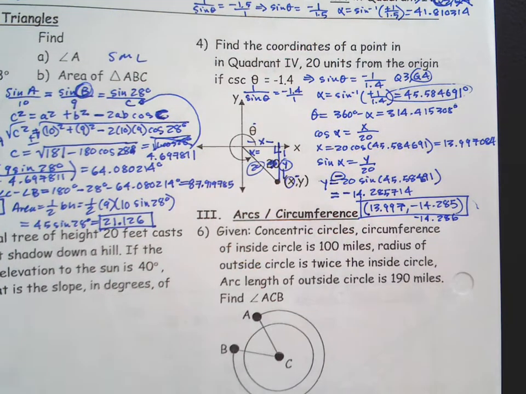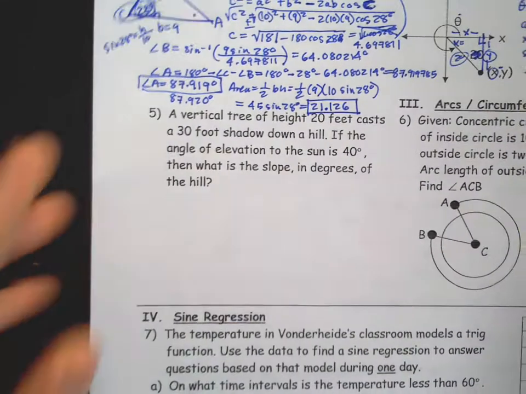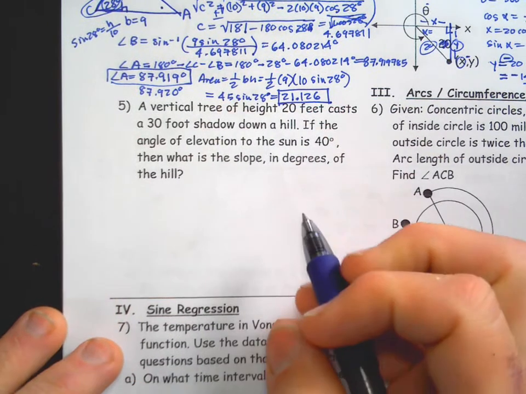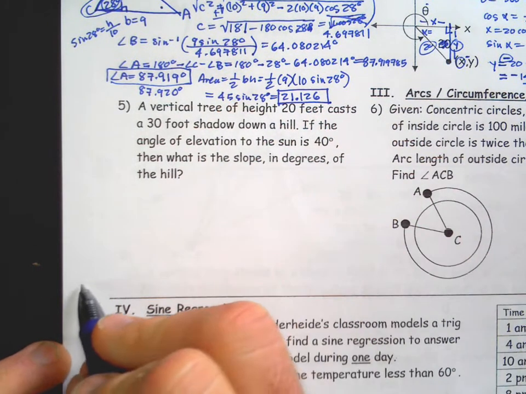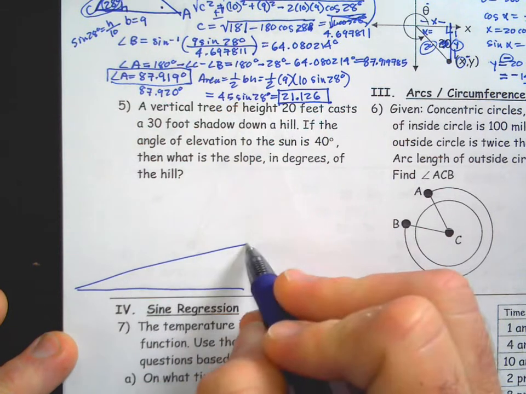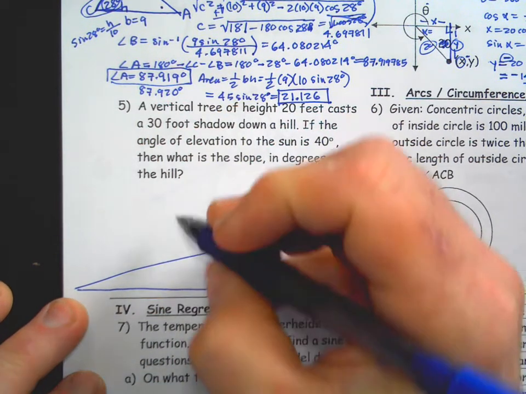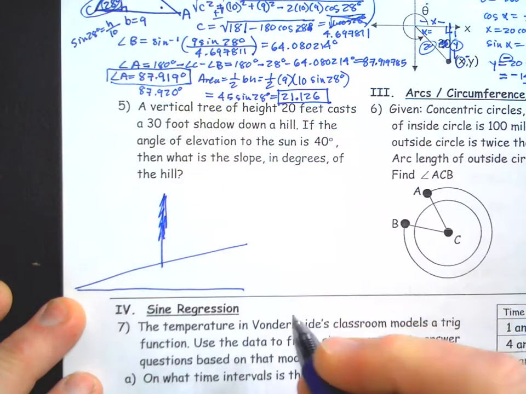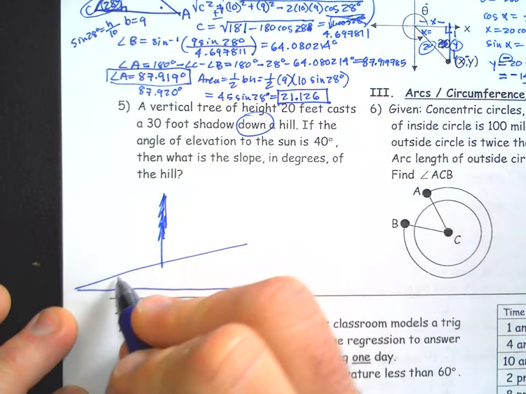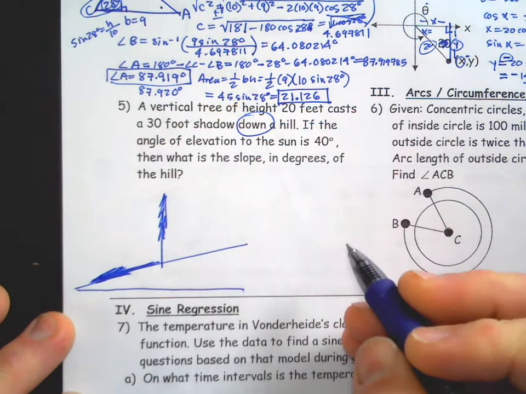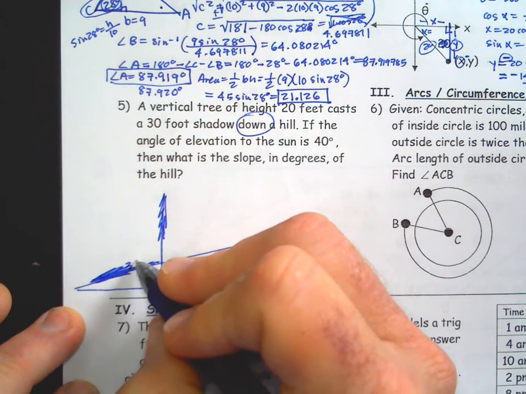Okay. Number 5, vertical tree on a hill. I wonder if we're going to have one of those on our test. So we've got to draw a good picture here. And I try and draw this large because it gets real messy real quick. A vertical tree on a hill casts a shadow down the hill. Okay. 30-foot shadow down the hill.